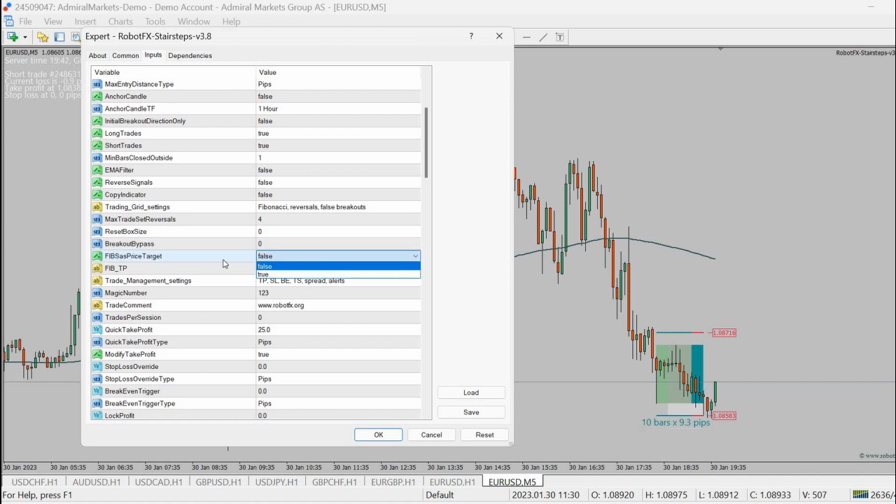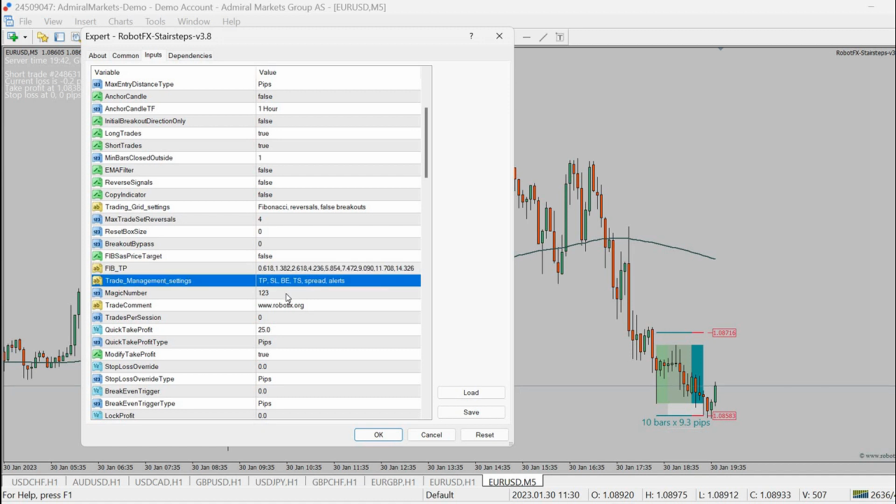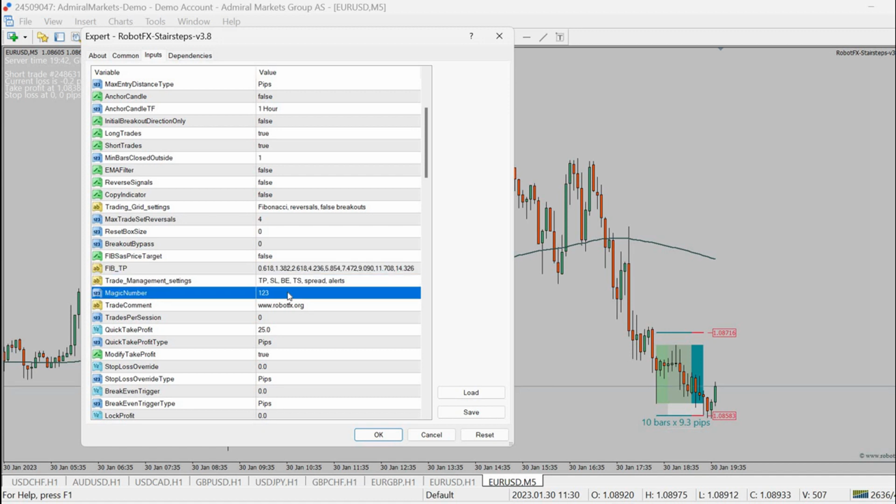Just set this to true, and the expert advisor will use any of these values that happen right here as take profit. And this was about the trading grid settings. Next we have the trade management settings. There's the possibility to use a magic number that the expert advisor will attach to every trade that it opens, and also a trade comment.